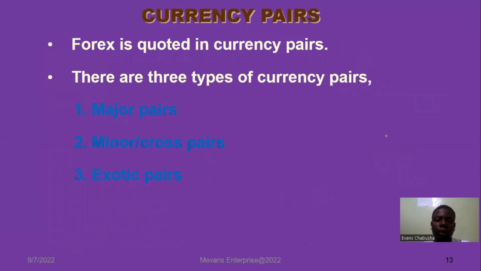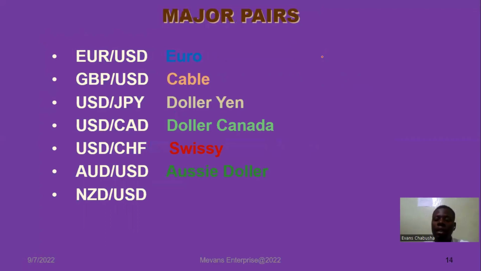Since we have currencies, Forex is quoted in currency pairs. So for you to buy or sell, they come in pairs. You can't just go to the Forex market and say you want to buy the dollar. You want to buy the dollar against what? So that's the way it is. When you are buying in Forex, at the same time you are selling. When you are selling, at the same time you are buying something.